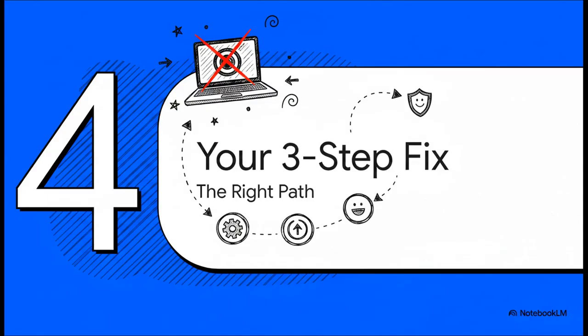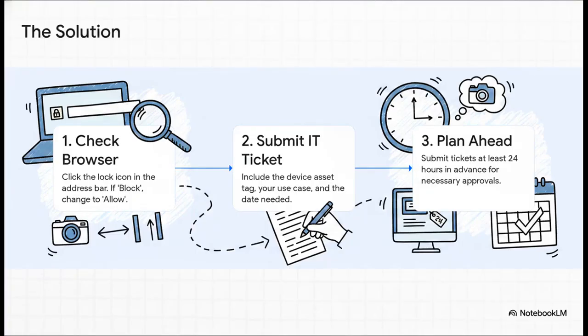All right, so you've used a checklist and you're pretty sure it's a policy block. Fantastic. You can stop pulling your hair out, forget all that random troubleshooting. Here is the only three-step process you need to follow to get this fixed fast. First, always do a quick check of the browser permissions. Just click that little lock icon up in the address bar. Sometimes it really is just a simple site setting you can change to Allow. If that doesn't work, move on to step 2. Submit one clear, specific IT ticket. Tell them what you need, for what device, and for which project. And finally, the pro move, plan ahead. Try to give IT at least a day's notice, because unblocking a camera might actually require an administrator's approval on their end.